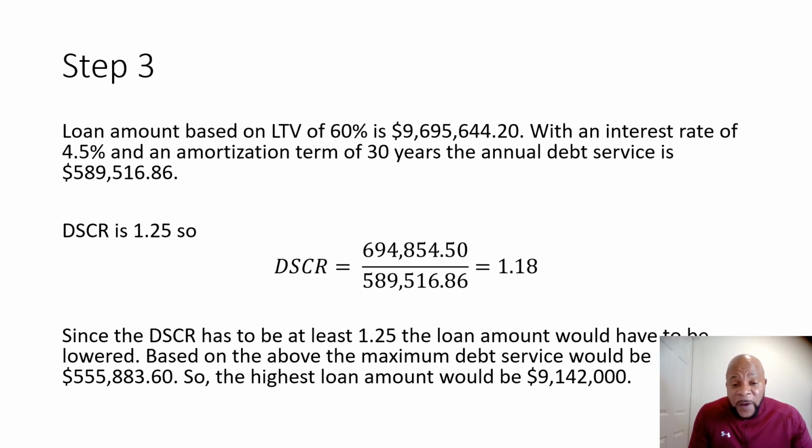So since the DSCR has to be at least 1.25 or 125%, the loan amount would have to be lowered. Based on the above, the maximum debt service would be $555,883.60. That's based on the fact that we need to be at 1.25. So the highest loan amount would be $9,142,000.